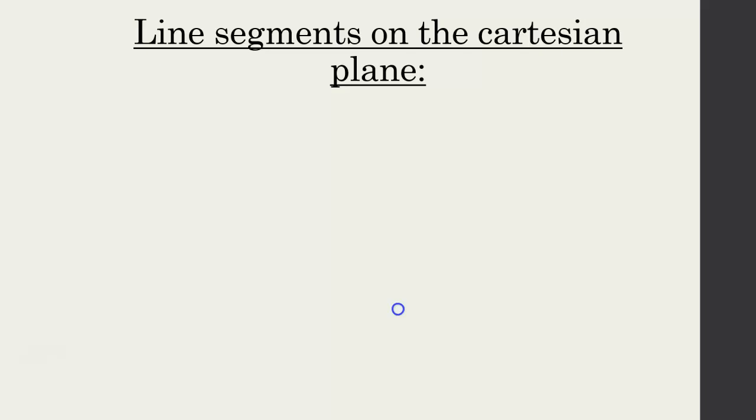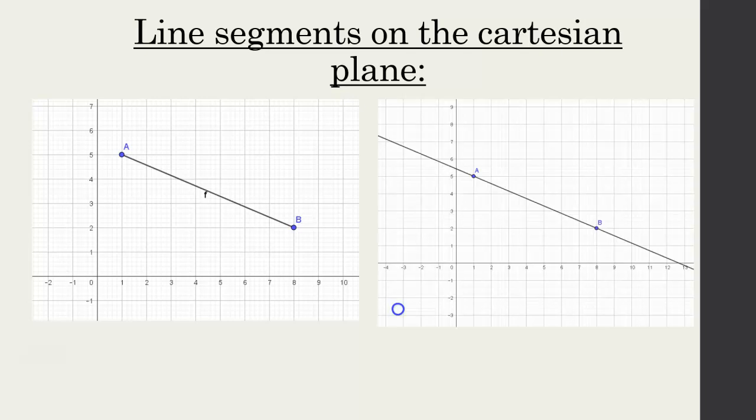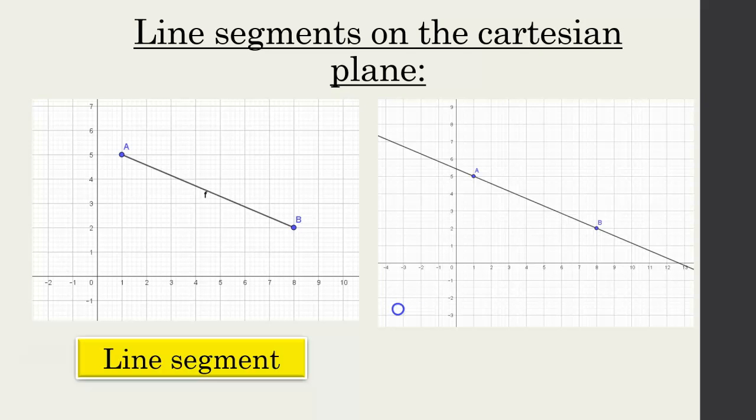So just a little refresher on what I mean by a line segment. This and this, well, what's the difference? This is a line segment. What makes it a segment is that we have a start point and an end point, or two endpoints, however way you look at it. The line does not go on infinitely in this direction. It doesn't go on infinitely in the other direction.